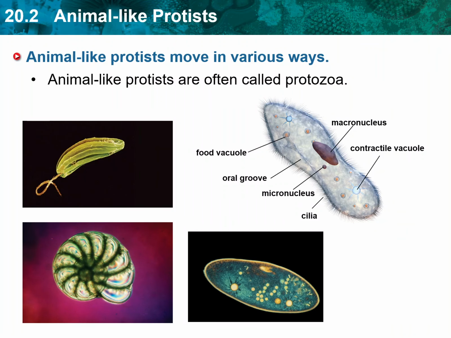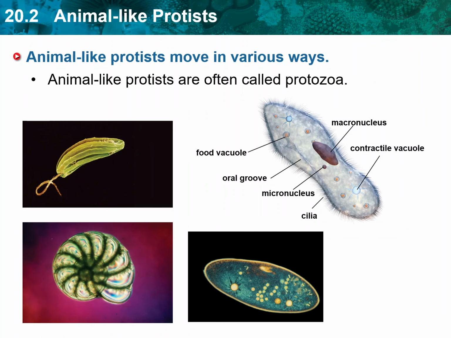The many groups of animal-like protists are often called protozoa. Like animals, protozoa move around and eat other organisms. The main difference between animals and protozoa is that all animals are multicellular, while all protozoa are single-celled.